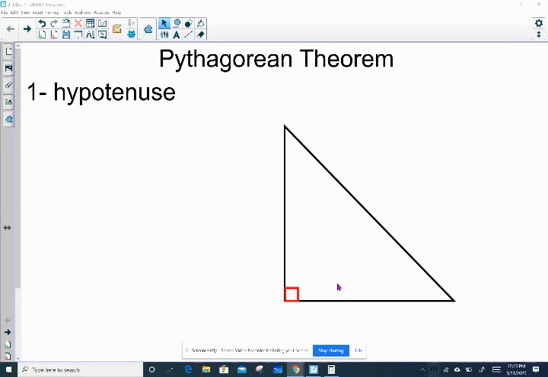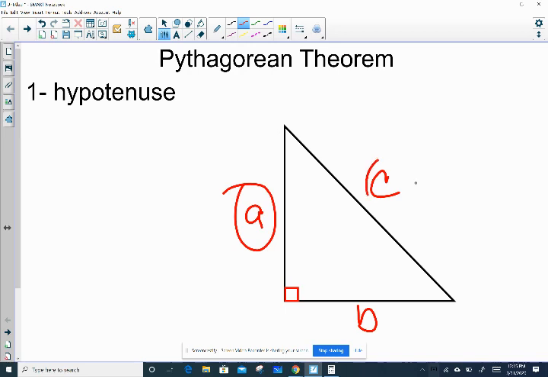Okay, so in a right triangle, and we know this is a right triangle simply because I'm given this box in a corner, which means that that's a 90-degree angle, which means that that is a right triangle. Well, every triangle has three sides. We have side A, we have side B, and we have side C. Now, these are called the lengths of the sides.